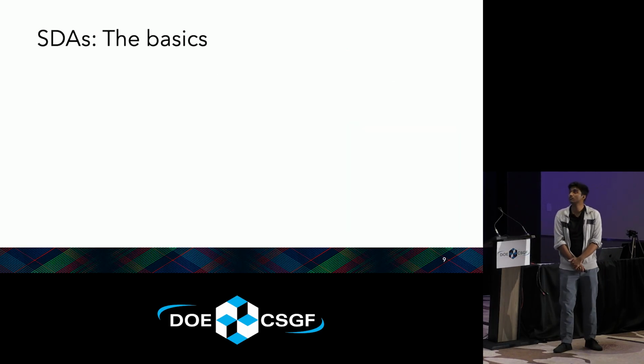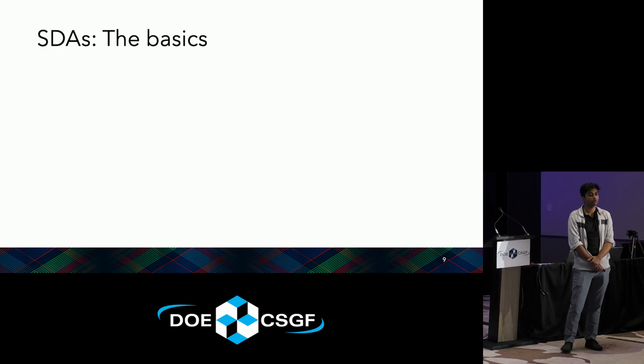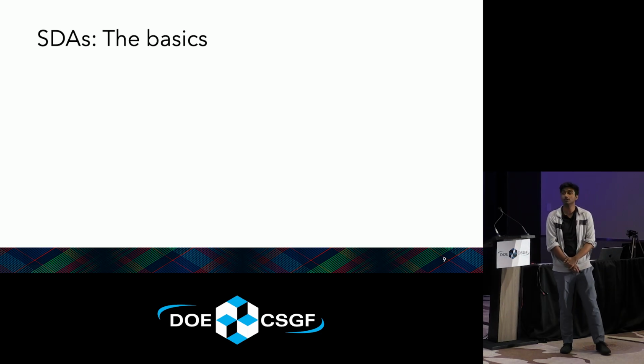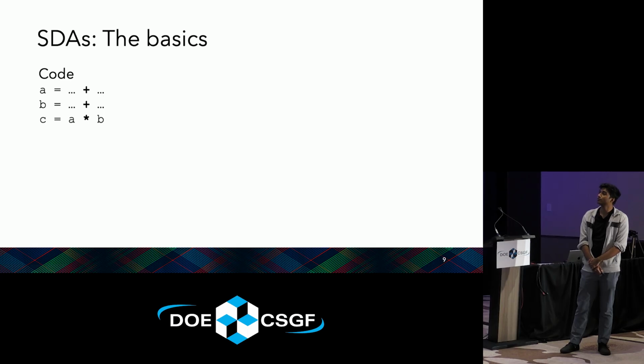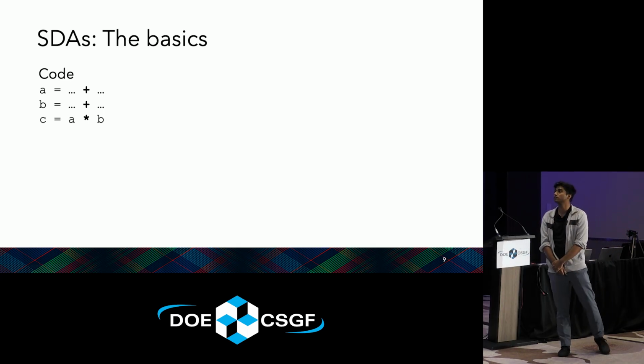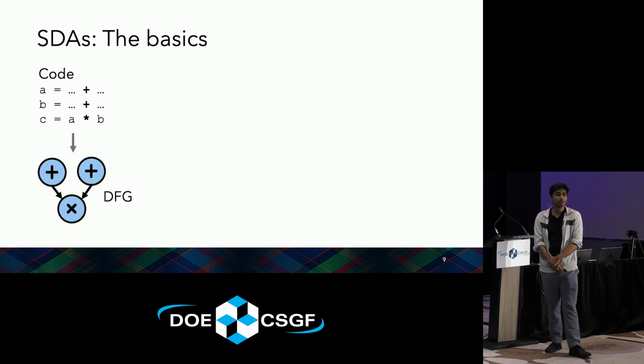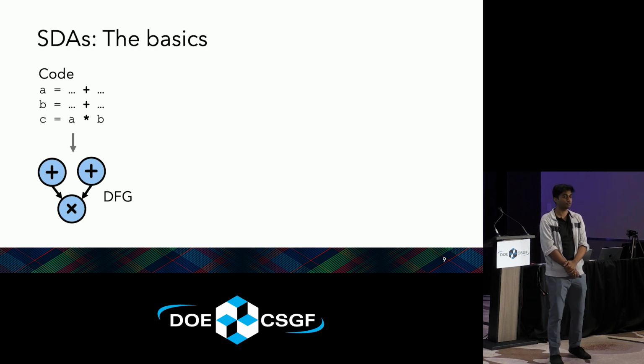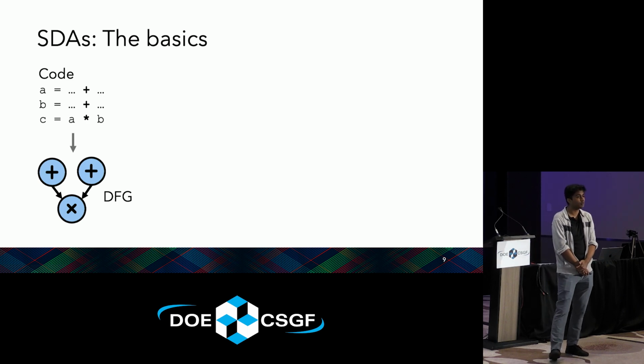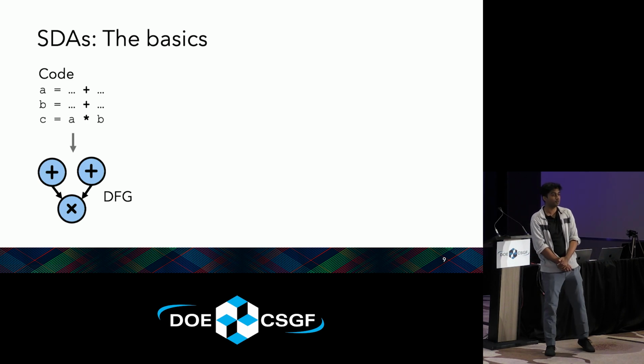I want to give some intuition about how spatial data flow architectures work before I dive into some of the details. I want to start off by how we represent programs and what the architecture looks like. If we have some code, this is very, very simple. What we'll do is we'll compile a data flow graph, or DFG, of instructions. And we don't have a sequence of instructions like a CPU has.